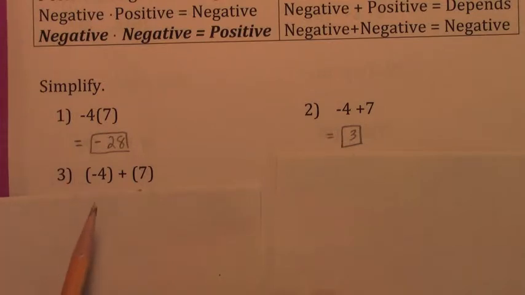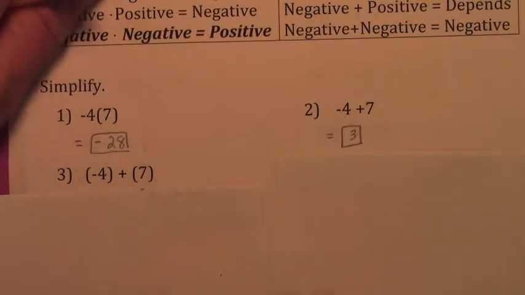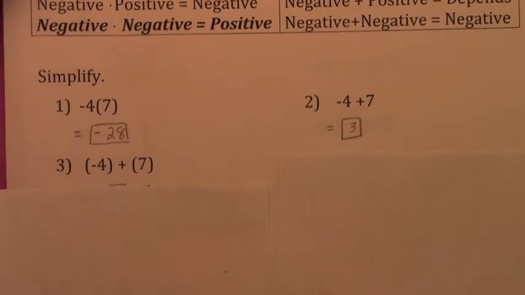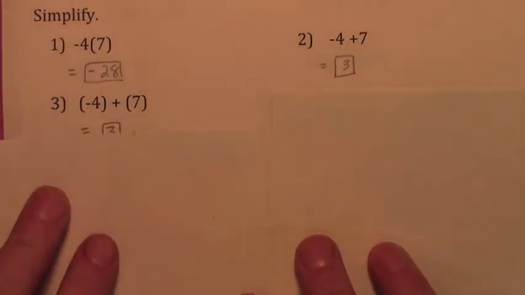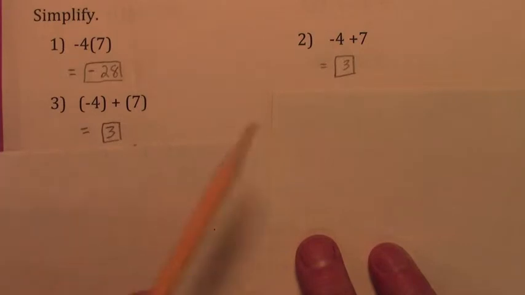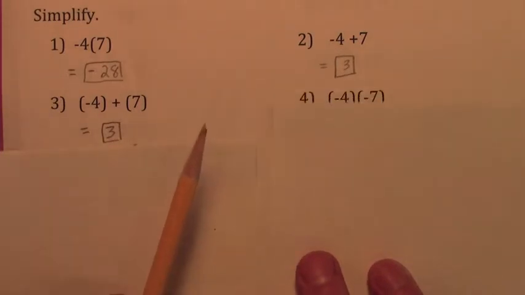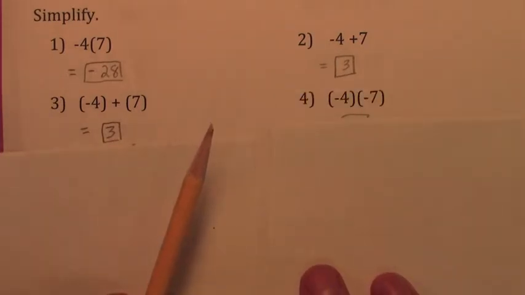What is this? This is negative 4 plus 7. Isn't that the same as this one? Aren't these two exactly the same? Why would they do that to us? Anyway, let's see. What do we get here? You better get 3 because it's exactly the same problem as this. It's just written differently. What's this? This is negative 4 times negative 7, which would be a positive 28.